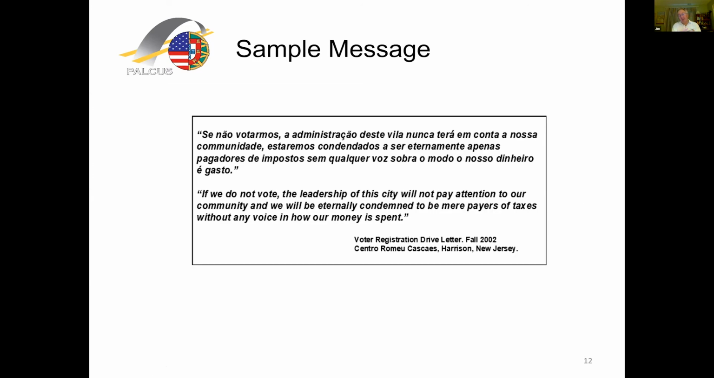Now this was a message that got involved. A lot of these letters were copied from church to church. Everybody put their own theme on it. But this one we had in several churches, and this was actually in a voter registration drive out of the Centro Romeo Cascais in Harrison.